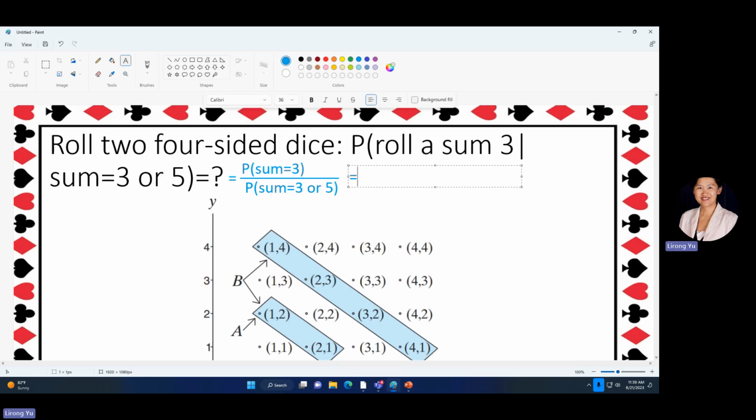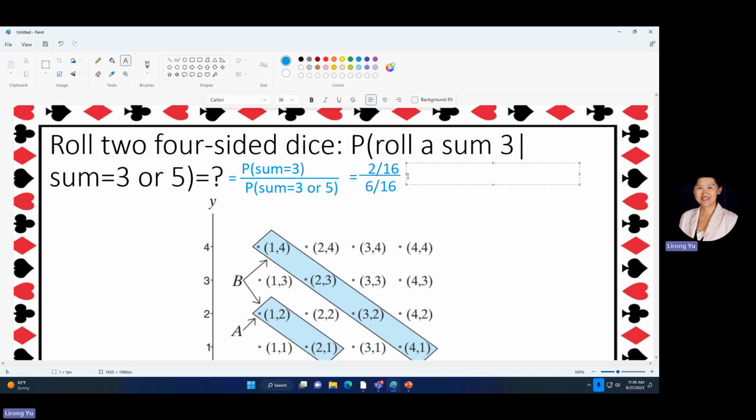The only outcome of 3, total of 3, that's 2 of them. For the summation to be 5, there are 4 of them. So 4 plus 2 is 6. So the denominator will be 6 over 16. That's the probability, and the numerator will be the sum being a 3. That will be 2 over 16.